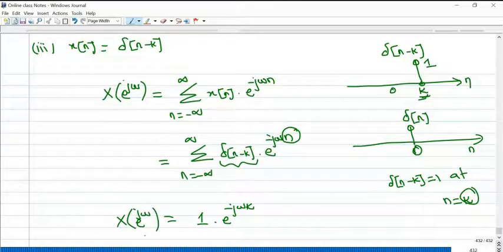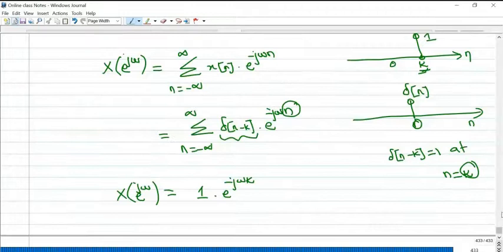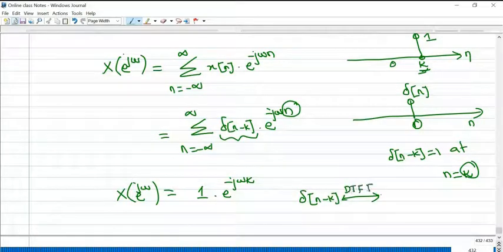X(e^(jω)) equals e^(-jωk). If k is 2, then it is e^(-2jω). For δ[n−3], the result is e^(-3jω). It's a generalized formula. The DTFT of δ[n−k] is e^(-jωk). This is another formula.